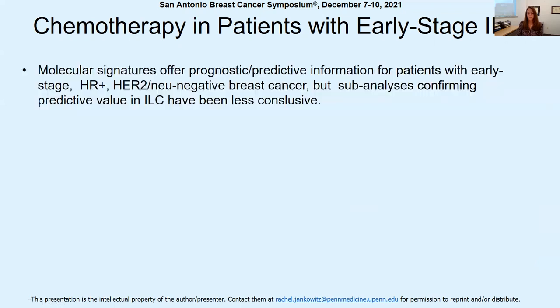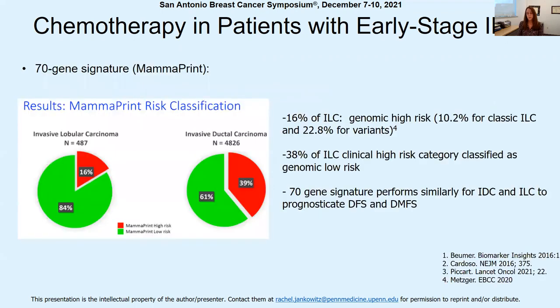Molecular signatures also offer prognostic and predictive information in some cases for patients with early stage hormone receptor positive HER2 negative breast cancer, but sub-analyses confirming predictive value in ILC have been less conclusive. The 70 gene signature, or MammaPrint, has demonstrated independent prognostic value in lymph node negative ILC.